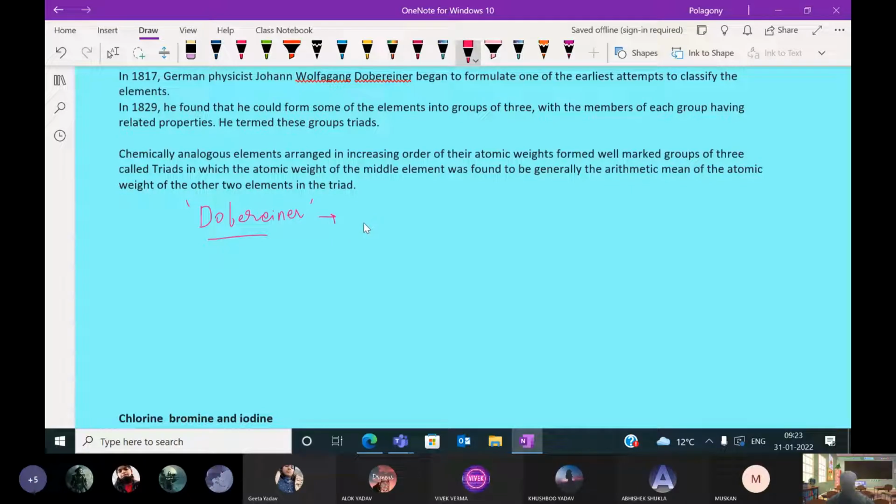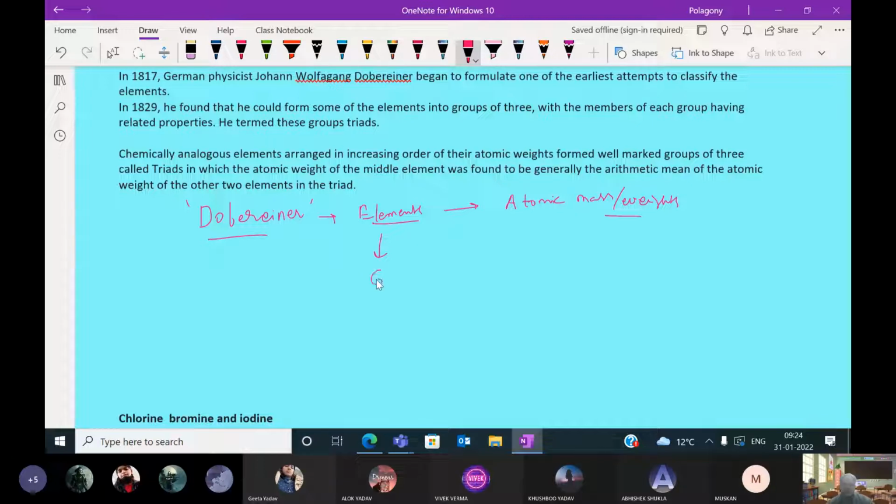Around that time, more than 60 elements were found, and these elements were classified. He classified them based on the properties of elements, particularly atomic masses. Atomic masses were known at that time because of Dalton's effort. So atomic masses and atomic weights were known to Doberner, and based on them he tried to classify the elements.